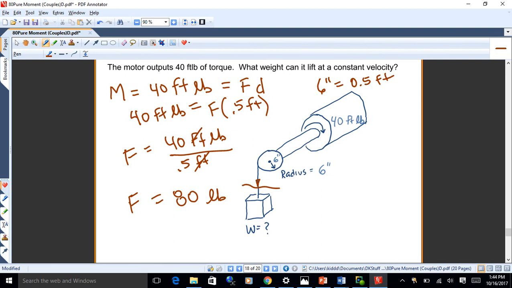If it's lifting at a constant velocity, it's in equilibrium. So the moment generated by this tension here is force times 6 inches. Notice that's not a couple there, it's just a force and an offset. So F times 0.5 feet should equal the torque, or the torsion, or the moment, or whatever you want to call it, coming out of that motor. So 40 foot-pounds is F times 0.5 feet. You can back into F, it's 80 pounds.